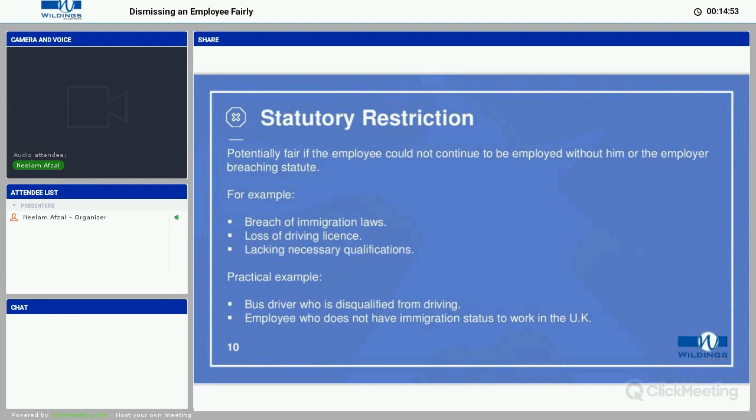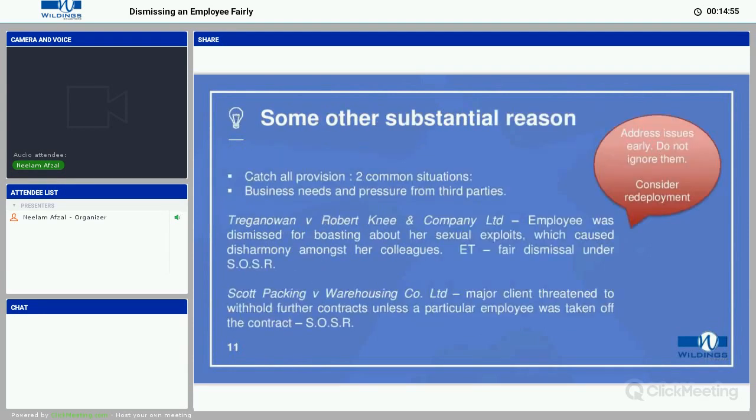Moving on, we're going to look at the fifth reason, which is some other substantial reason. It's referred to often as SOSR. It's a catch-all reason, and there are a variety of cases on this, but the two most common cases are because of business needs and pressure from third parties.